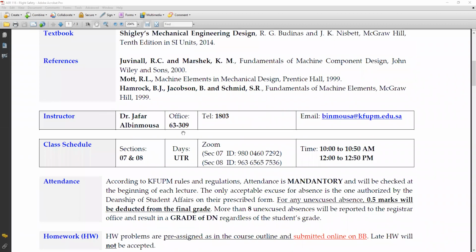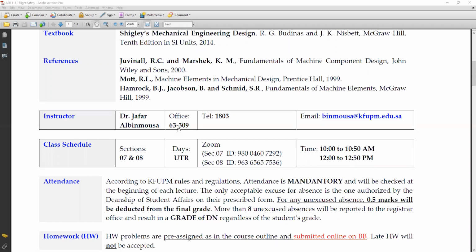Myself, I am located, of course, in building 63, office number 309. This is my office phone number, 1803. So if you want to approach me, you can easily call me. I am in my office and I will always be in my office. Of course, except times when I am away because I'm going to the lab or doing an experiment, research, or going for a meeting, if there is a meeting which is physical.